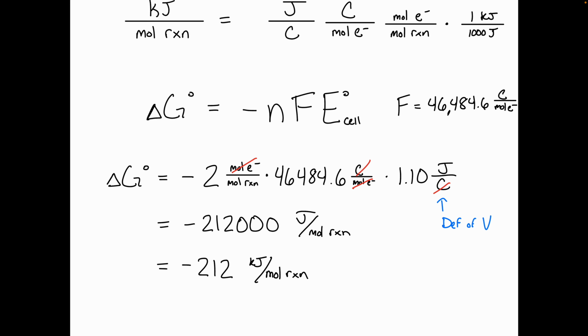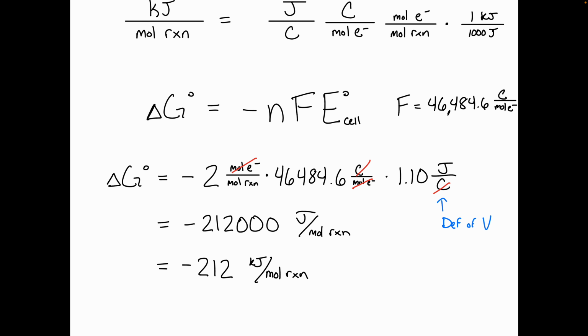Here I just inserted that definition of a volt to look at my units. I see that if I just use this equation as is, I'm left with joules per mole reaction. I can divide by 1,000 to get to my kilojoules per mole reaction. And we get a large negative delta G here, so we see that this is indeed what we would call a spontaneous reaction.